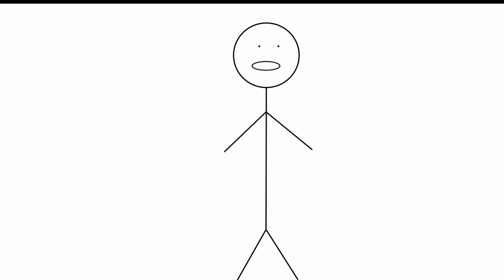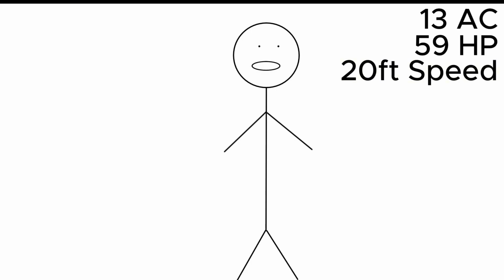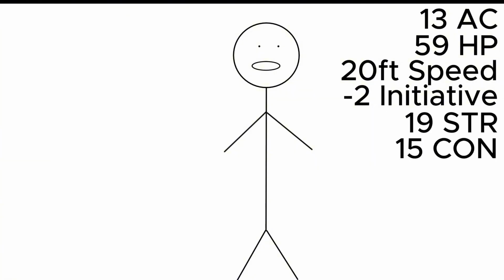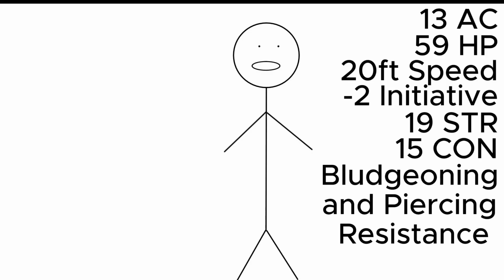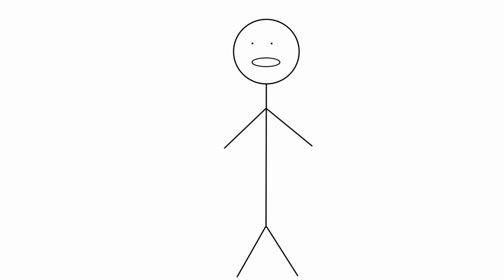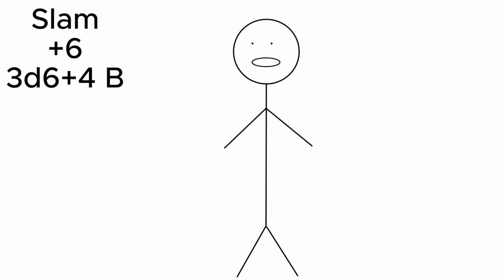Moving to the tree, it is a bit more impressive with a 13 AC, 59 HP, but 20 feet of speed again, and -2 initiative. They do have 19 strength and 15 constitution going for them, and they are resistant to bludgeoning and piercing damage. Their attack is a bit more powerful with a slam that has a +6 and deals 3d6 + 4 bludgeoning damage. That's pretty good. They're CR 2, so for the level that these creatures could be fighting as far as players go, they could easily kill that kind of player in 1 to 2 hits.